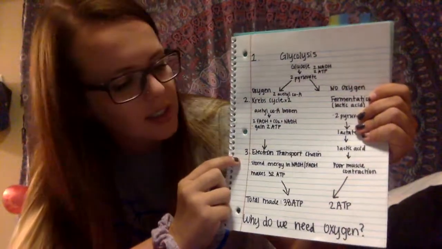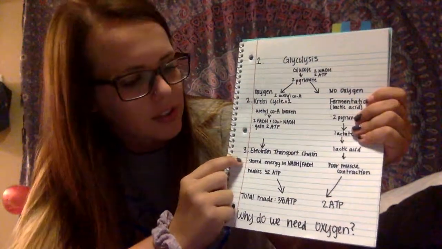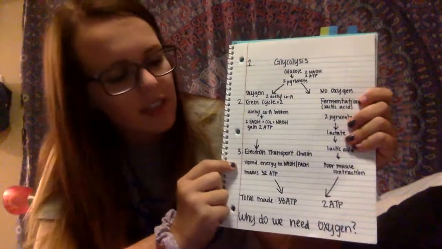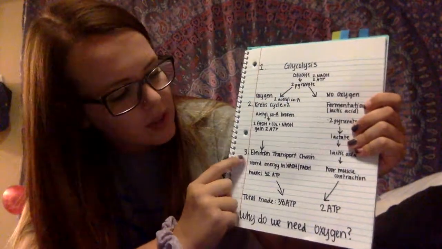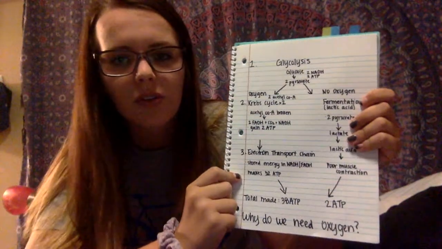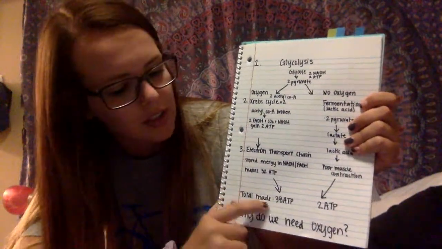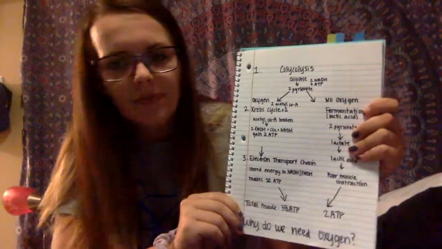And then you make it down to the 3rd step, which is the electron transport chain. During the electron transport chain, the stored energy that was in the NADH and the FADH is turned into ATP, or usable energy. So the electron transport chain makes a total of 32 ATP. So for aerobic respiration, a total of 38 ATP is made.